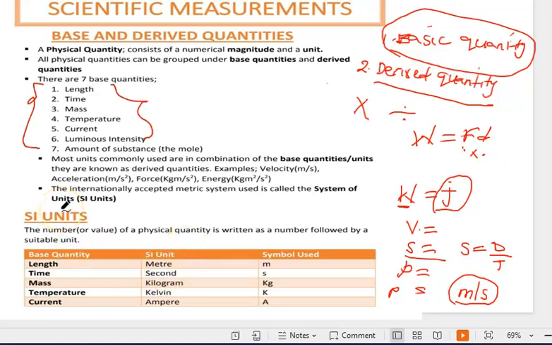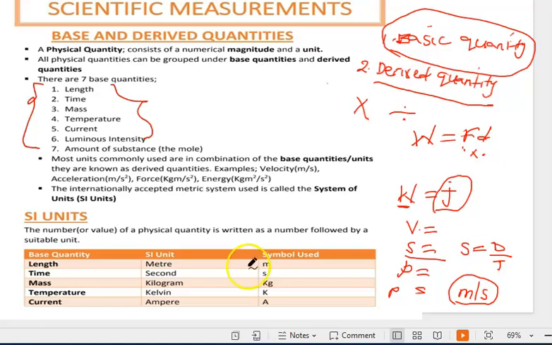The units commonly used as combinations of the base units are known as the derived units. We have talked about the examples of velocity, which is meters per second, acceleration, force, and energy.